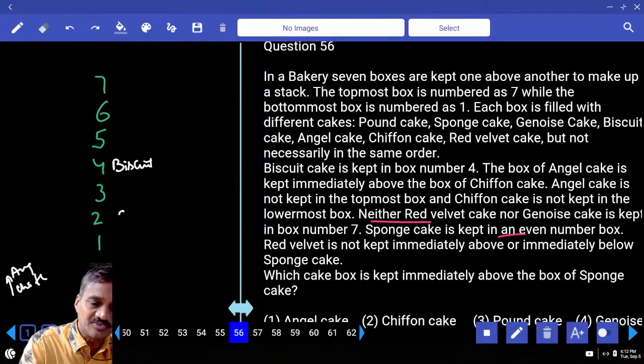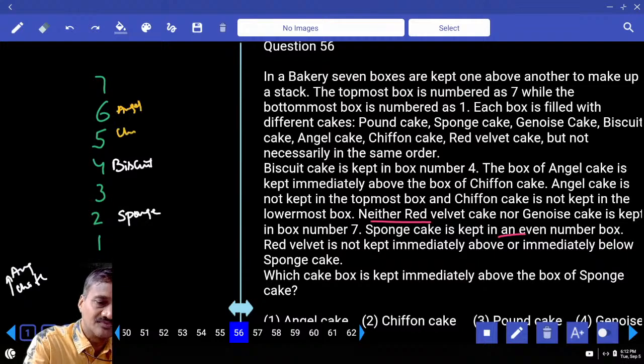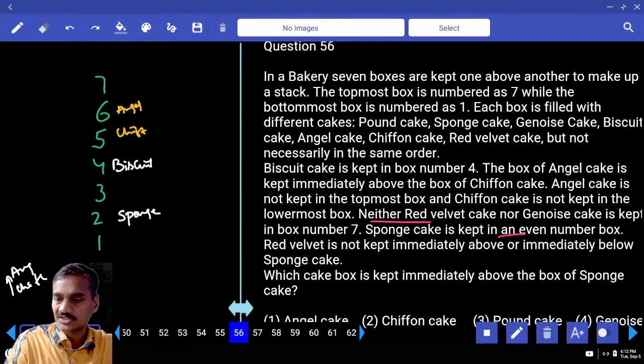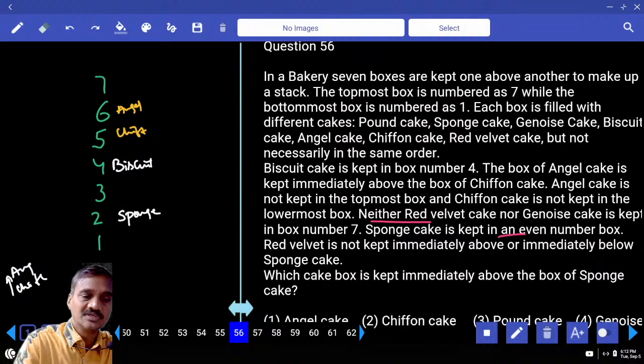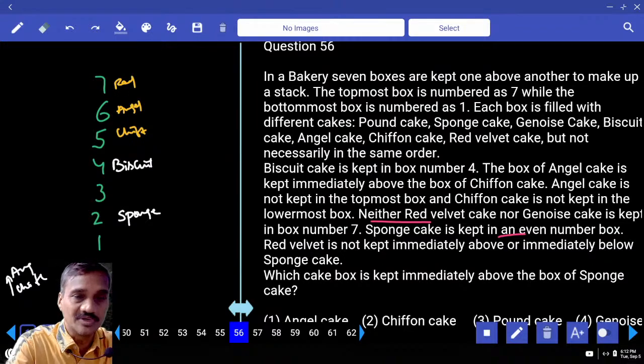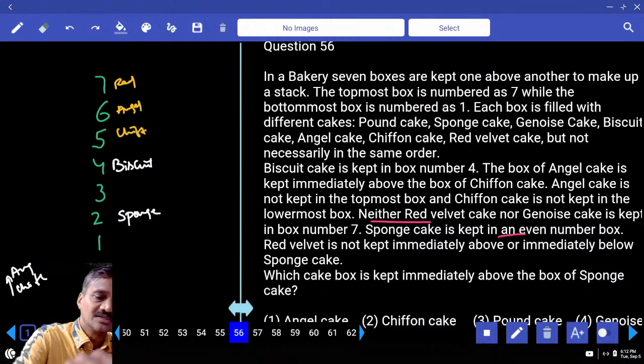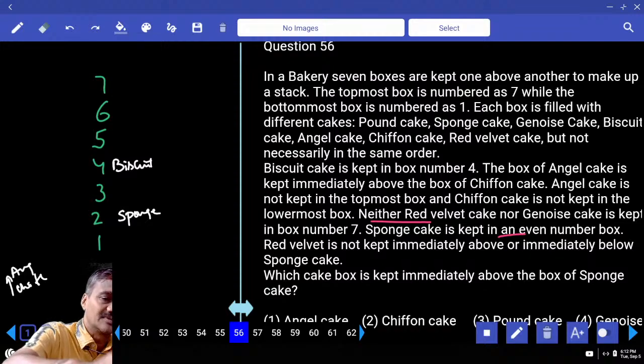Now if you take sponge at this place, this is one such possibility we are talking about. If sponge is at this place, then angel and chiffon must be like this. Then in this case, red velvet is not kept immediately below sponge, and this must be red velvet. Is it possible to have red velvet here? No, it cannot be on the 7th box. Hence this angel cannot be at this place, and sponge cannot be here.